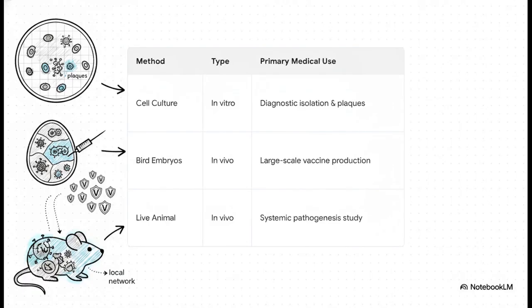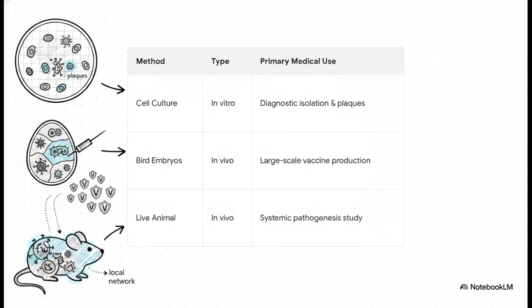Now, if we compare our 3 main cultivation platforms, they each have really specific medical uses. First up is cell culture. This is an in vitro method where we grow a controlled layer of living cells in a dish, mostly for diagnostic isolation and looking for tissue damage, which we call plaques.